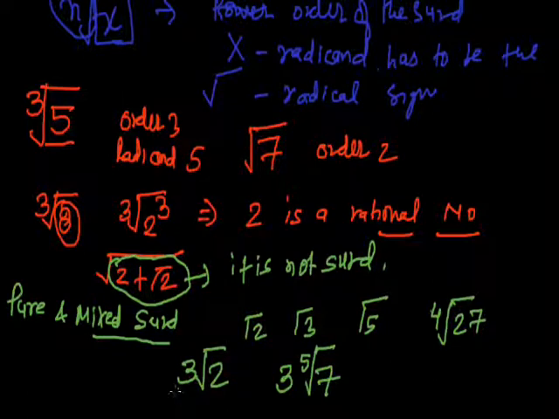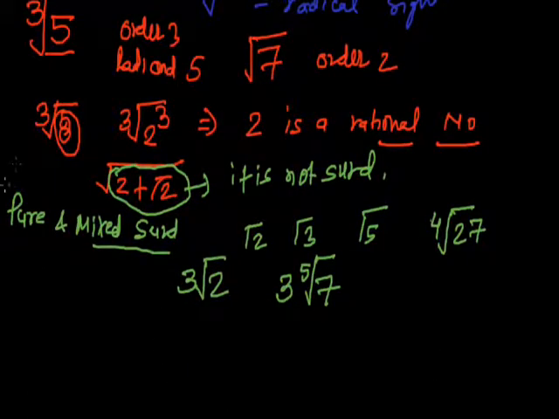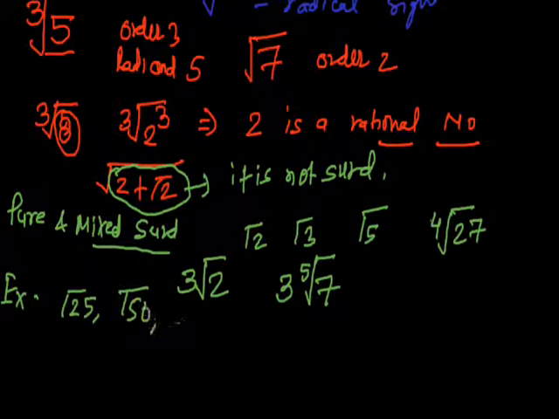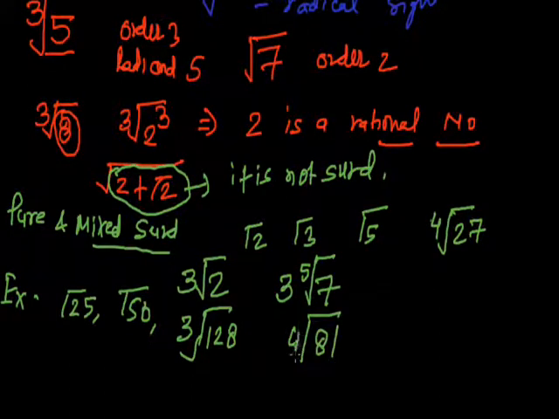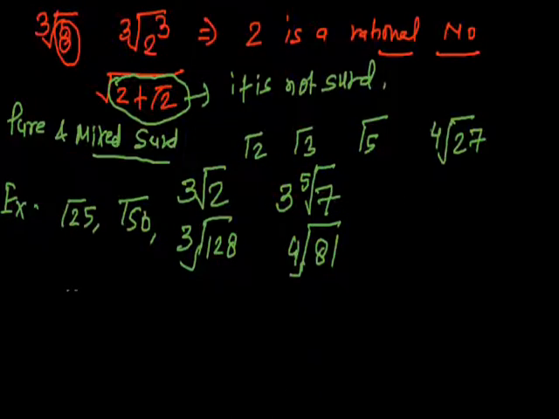Okay. Now I'm giving you a problem. I'm giving you 4 radicals, and we have to identify which one is a surd or not. The problem is we are given examples: √25, √50, then we have 3 root 128, and then we have 81. Now we have to identify which one is a surd and which one is not a surd.